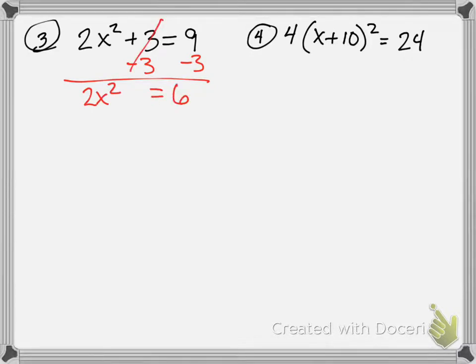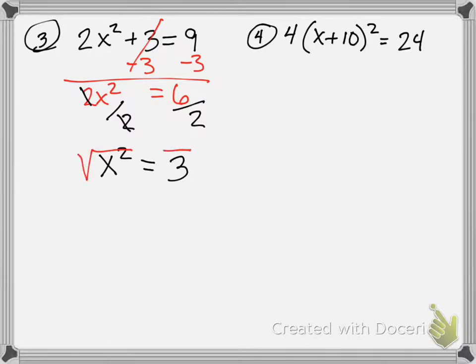And then I'm going to get rid of the 2 so that I'm isolating the x squared. So my 2's get canceled out. I'm left with x squared equals 3. So now that I have my x squared all by itself, I can take the square root of both sides.